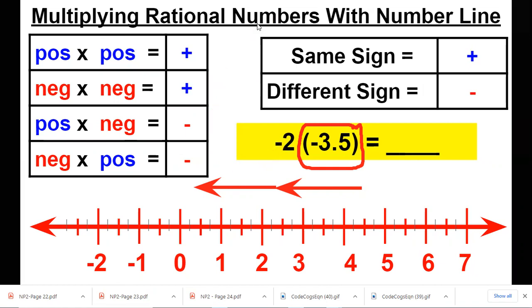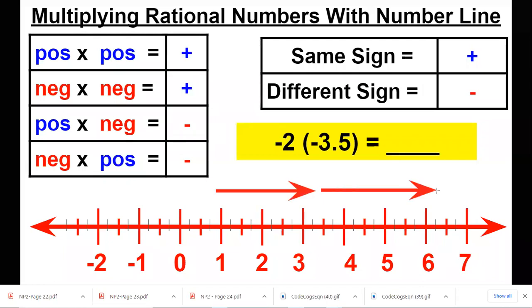So we are going to make them go this direction instead. So two groups going the opposite of what they normally would go. They'd normally go to the negative direction. They're going to change and go to the positive direction. So let's see how that works on the number line.